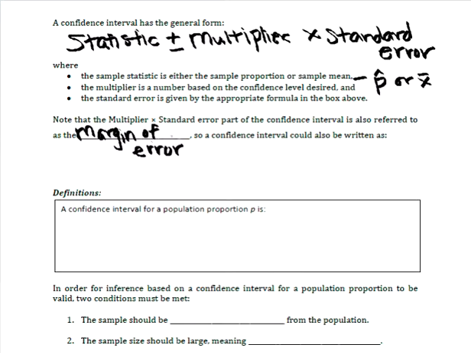Now, if we want to replace the multiplier times standard error with margin of error, our general form can be rewritten then as the statistic plus or minus margin of error.